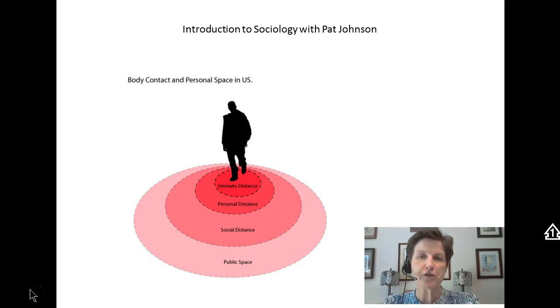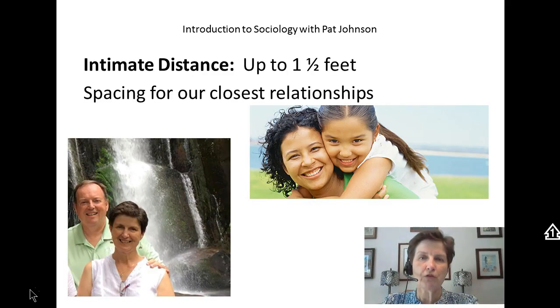There are 4 zones that we have found primarily when studying personal space. Let's take a look. The first zone of personal space is called intimate distance. This is up to 1.5 feet.